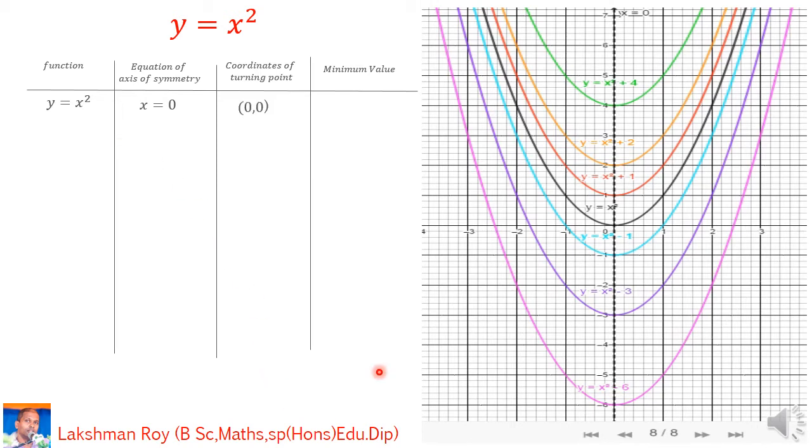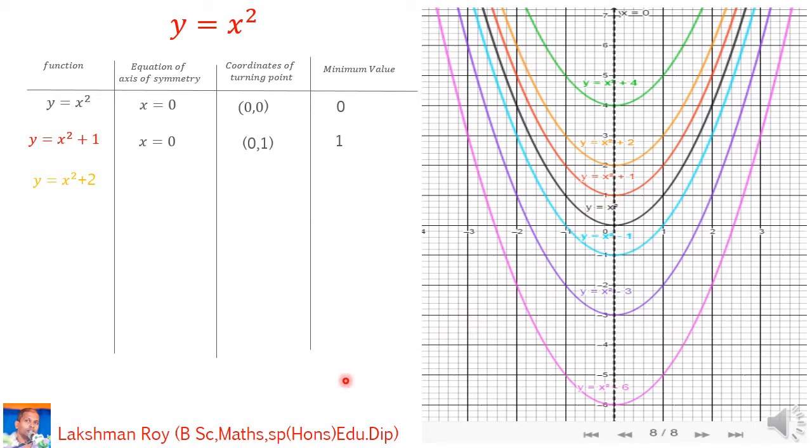What happens to the coordinates of the turning point? See here, this is the turning point, (0, 0). What is the minimum value? That is also 0. Then go to the next function, students: y equals x squared plus 1. This one moved 1 unit up, so the equation of the axis of symmetry is x equals 0. The coordinates of the turning point are (0, 1). Then the minimum value is 1.